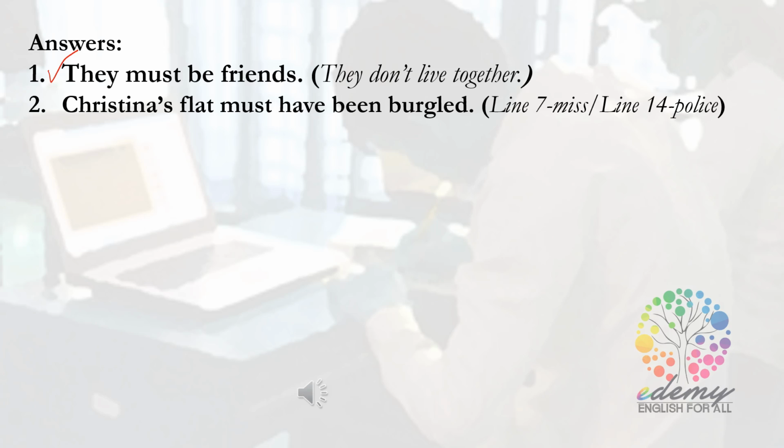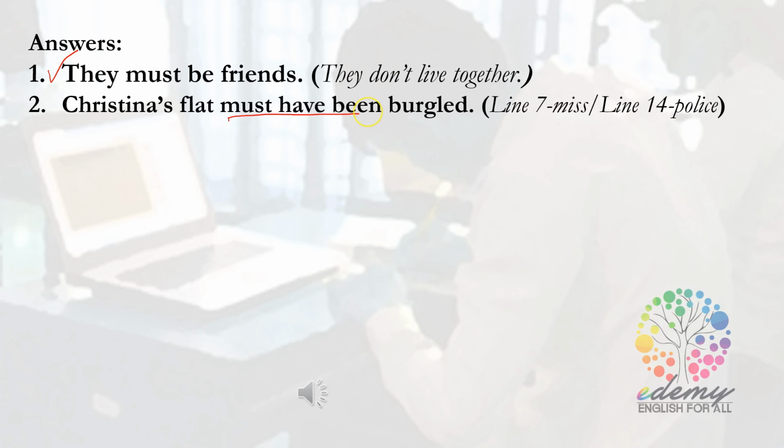I will read the question out for you. What do you think has happened? And you have two choices. Christina's flat must have been burgled. Christina's flat might have been burgled. And the answer that is given is that Christina's flat must have been burgled. It means the first choice is the right answer. So why is the first choice the right answer? I will give you a clue.